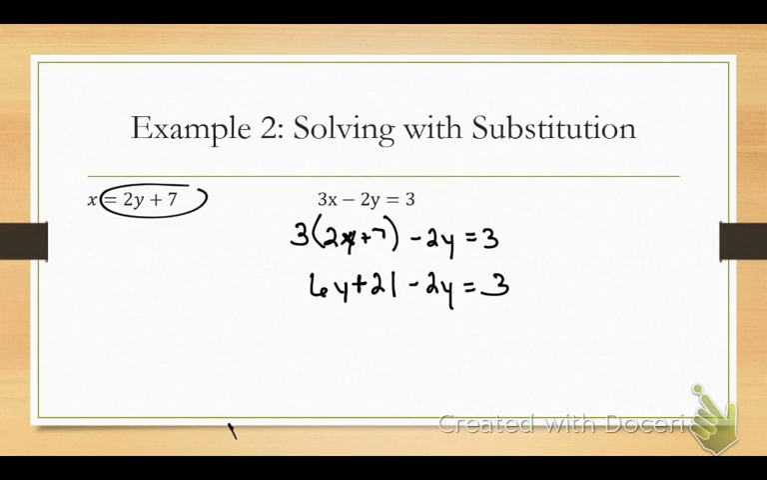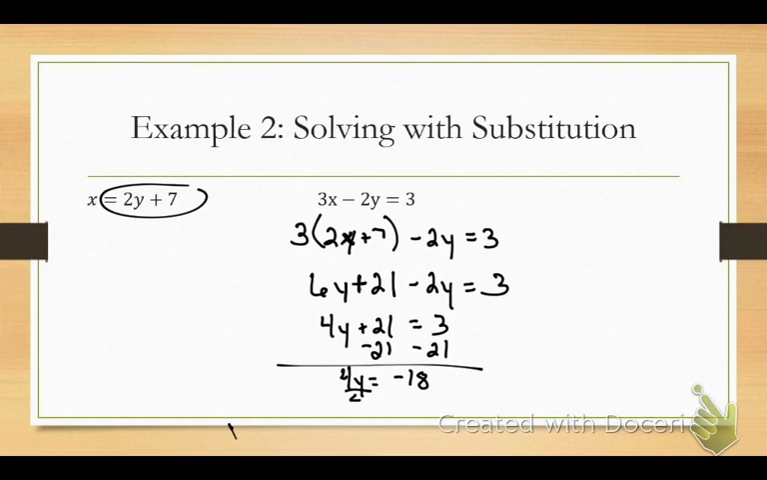What's 6y minus 2y? 4y plus 21 equals 3. Now what do I do? Come on, talk me through it. Minus 21. What is 3 minus 21? Negative 18. Yes, negative 18. Divide by 4. Equals negative 4.5. All right. Who got negative 4.5? Come on. All right, we're getting better. Now, what do you do with negative 4.5?